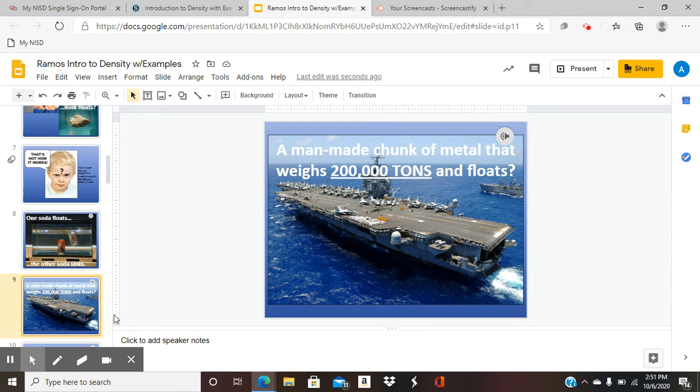A man-made chunk of metal that weighs 200,000 tons, and it floats. Why is it? Why does it float? What caused it to float?